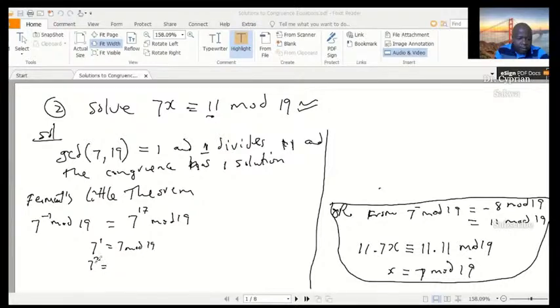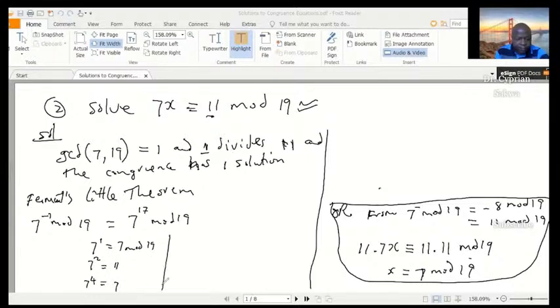So this is 7 raised to 2 is 49. 49 divided by 19, the remainder will be 11. Just check. What about 7 cubed? 7 raised to 4 will be 11 square, which is 121. Divided by 19, the remainder will be 7.